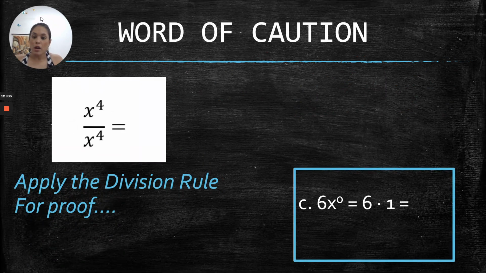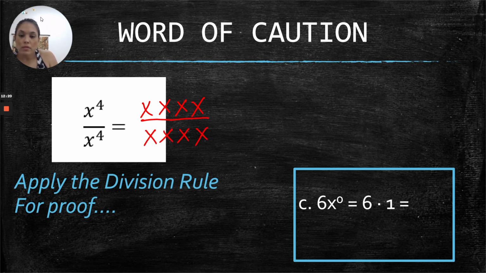I have a word of caution for you and a short little lesson here. So x to the 4th divided by x to the 4th. This is what this looks like. X times x times x times x, that's 4 x's, and again x times x times x times x. Now all of these will cancel, okay? And this is equal to 1.